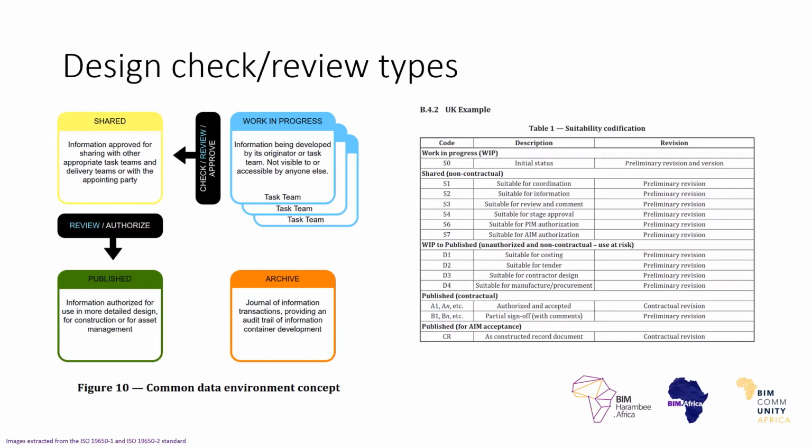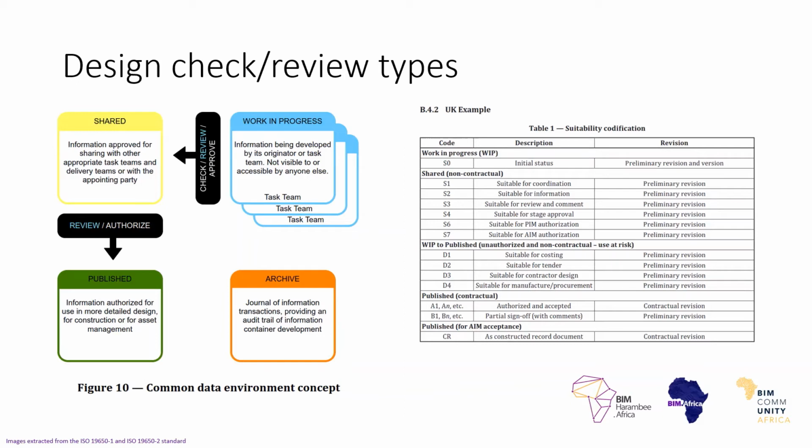process. If we look at the ISO, for example, they talk about working in a work in progress environment within your different task teams. That information, before it moves into the next container, needs to be checked or reviewed or approved before it moves into that shared area. Once it's in the shared area, before you move it out into the next container, into the published area, that information needs to be what they refer to as reviewed or authorized.